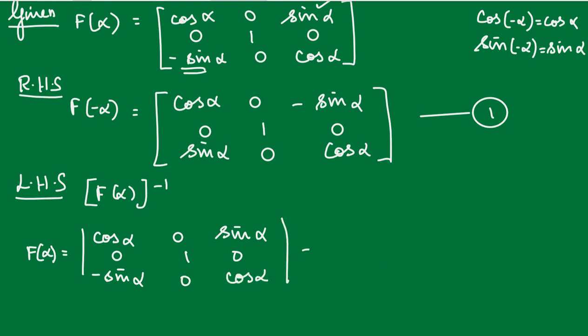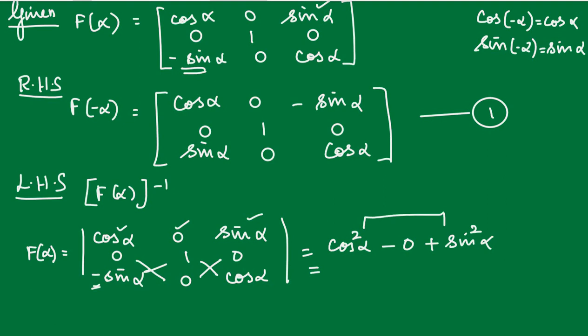Expanding the determinant, we get cos alpha into the minor of this. So cos alpha into 1 into cos alpha is cos alpha minus 0, so cos alpha gives us cos square alpha. The next element is 0. Next plus sin alpha into 0 minus of minus sin alpha, so it gives us sin square alpha. Cos square alpha plus sin square alpha is equal to 1. So this is not equal to 0. Therefore we say f of alpha whole inverse exists.